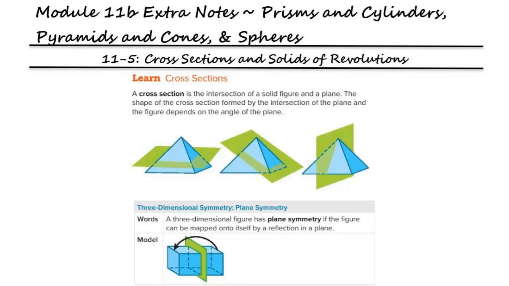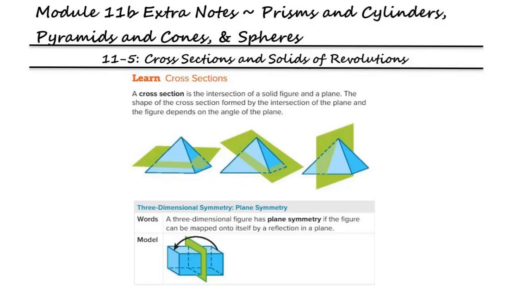So we are going to start our conversation about prisms, cylinders, pyramids, cones, and spheres by talking about cross-sections and solids of revolution. So we're going to talk about cross-sections first. A cross-section is the intersection of a solid figure and a plane.